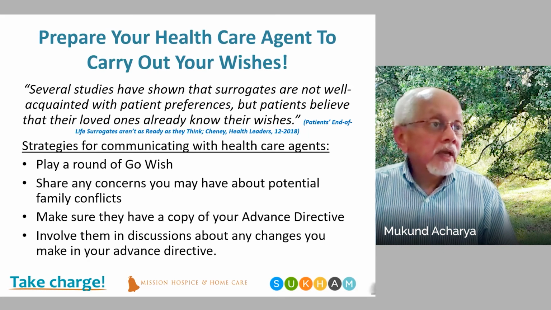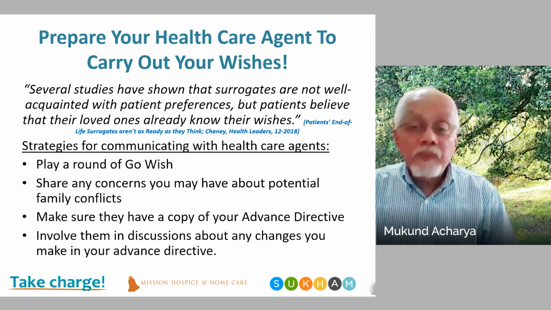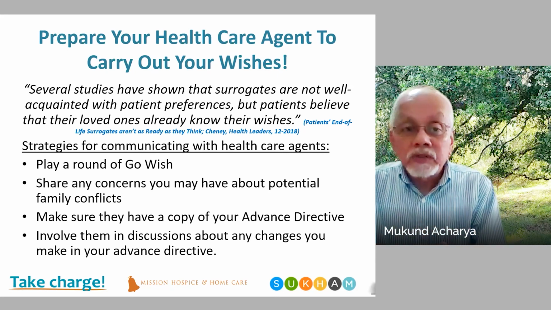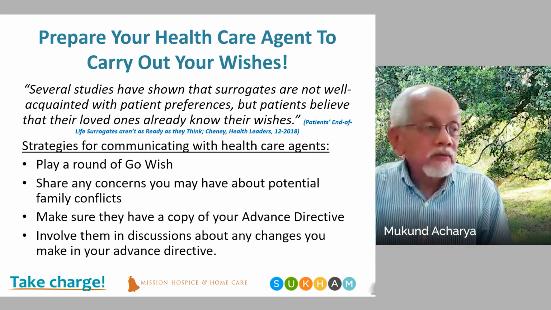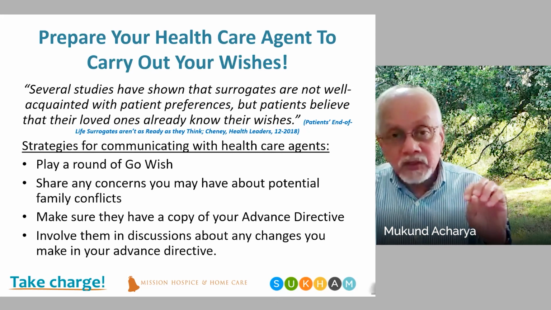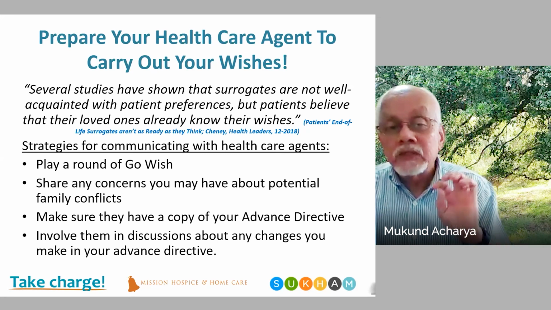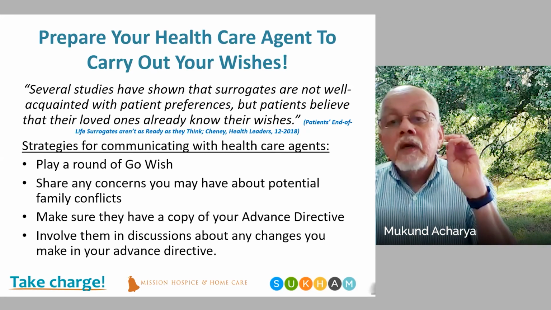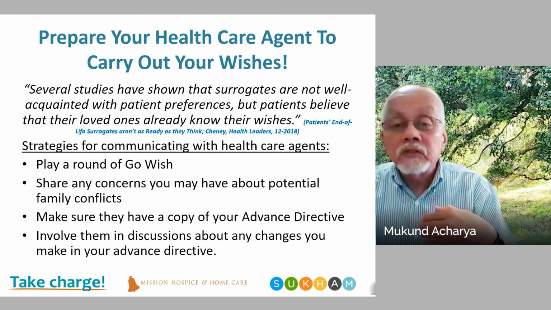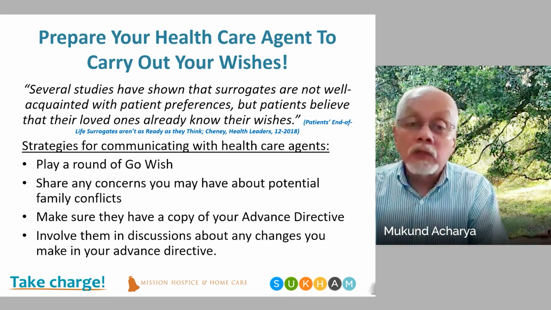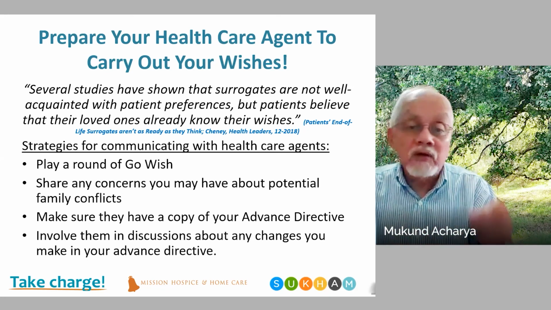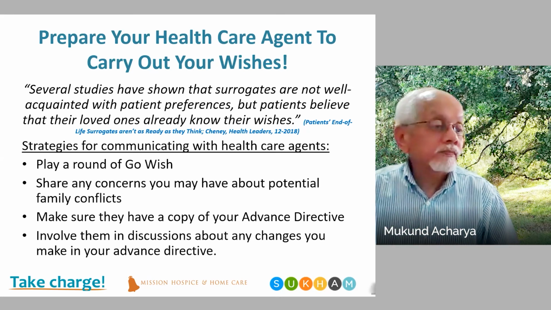And again, after you do it, prepare the agent, talk to the agent, communicate all the wishes, right? You can do various ways of communicating that are listed on this chart. But the bottom line is, it's not just enough to put it on paper. Have a heart-to-heart conversation with the agent, go through all the quality of life scenarios that you can, and talk to them about potential conflicts, concerns, etc.